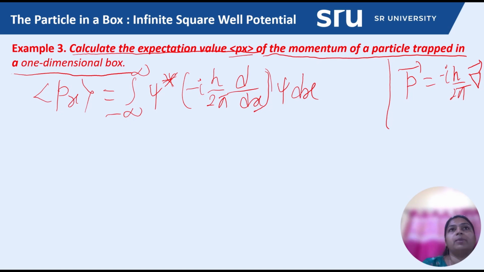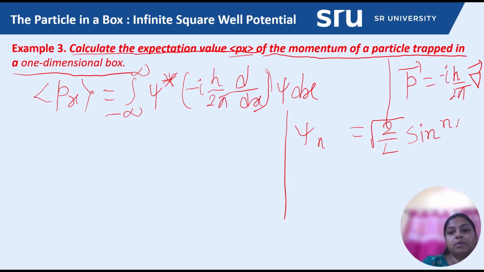Now what is our psi value in a 1 dimensional box? We know that psi n is equal to root over 2 by L sine of n pi x by L. So psi star will also be root over 2 by L sine of n pi x by L. So psi n is equal to psi n star.